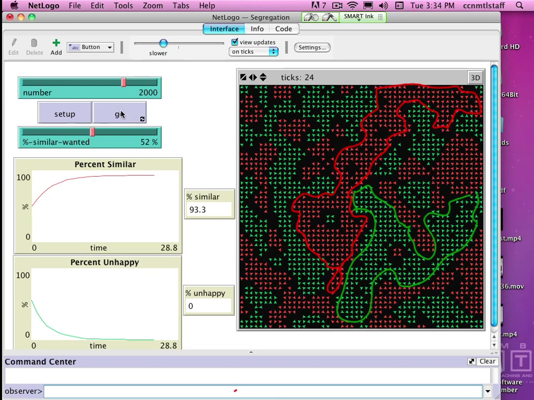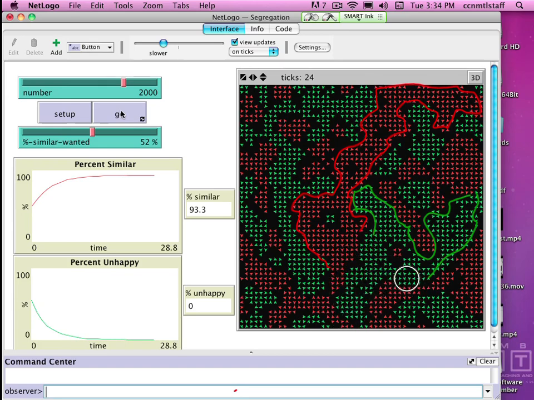They want 52%, which in this case is actually a degree of heterogeneity. Most people like themselves, but they want some variety. But they're ending up living around people who are exactly like themselves. So that's one end of the spectrum.